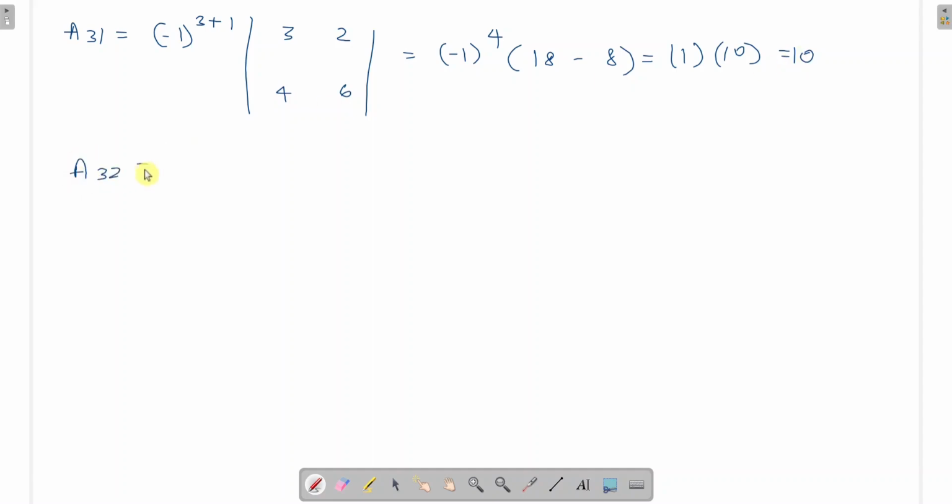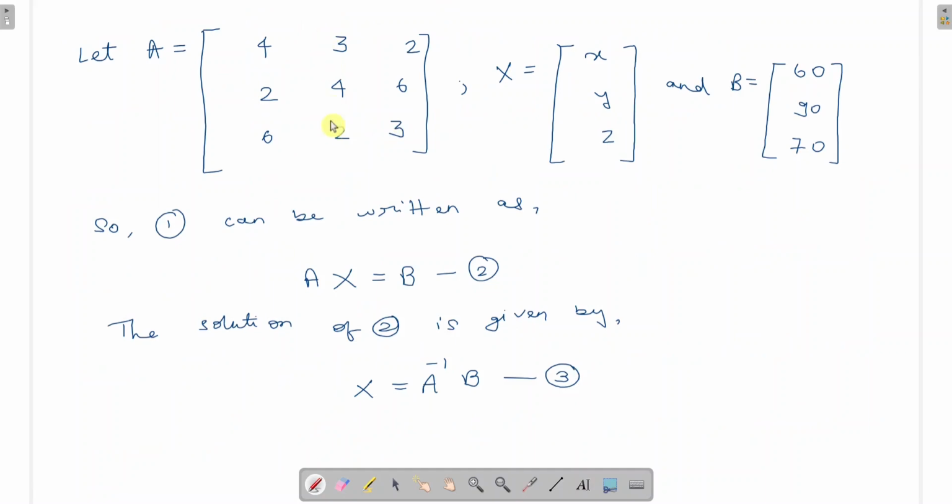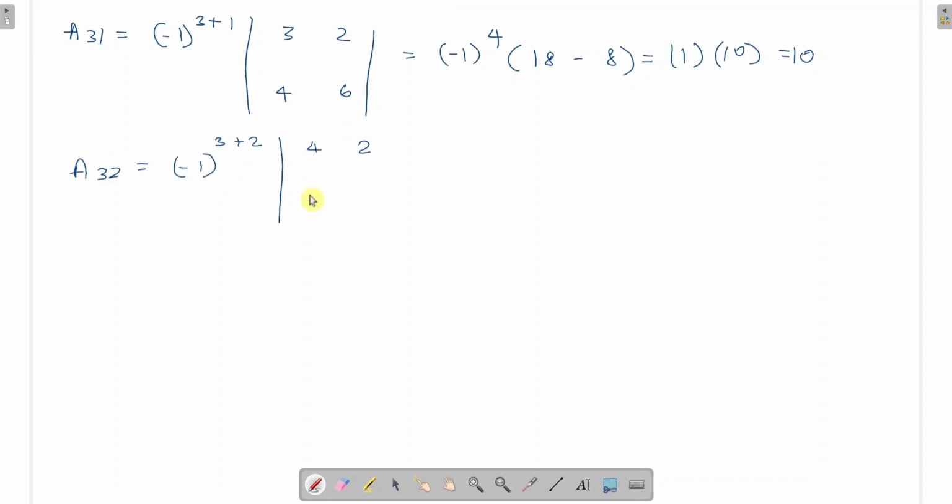Then A32, minus 1 raised to 3 plus 2 multiplied by determinant. Now we have to delete the third row and the second column. So 4, 2, 2, 6. That will be equal to minus 1 raised to 5, 6 times 4 is 24, minus 2 times 2 is 4. So that means we will get minus 1 times 20, which is minus 20.